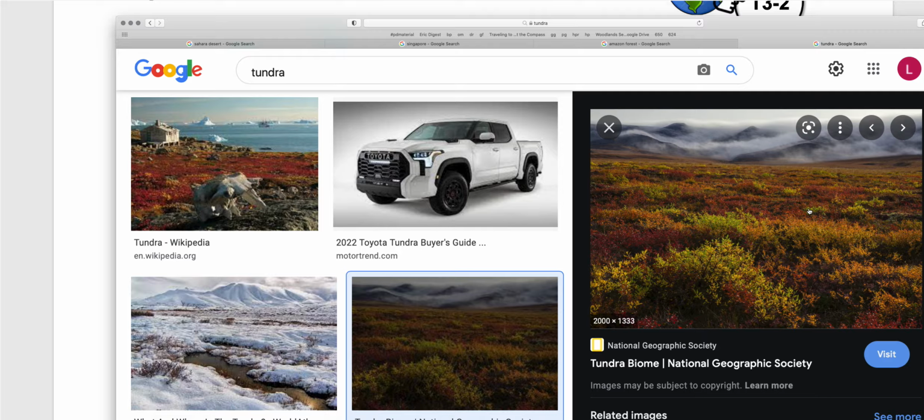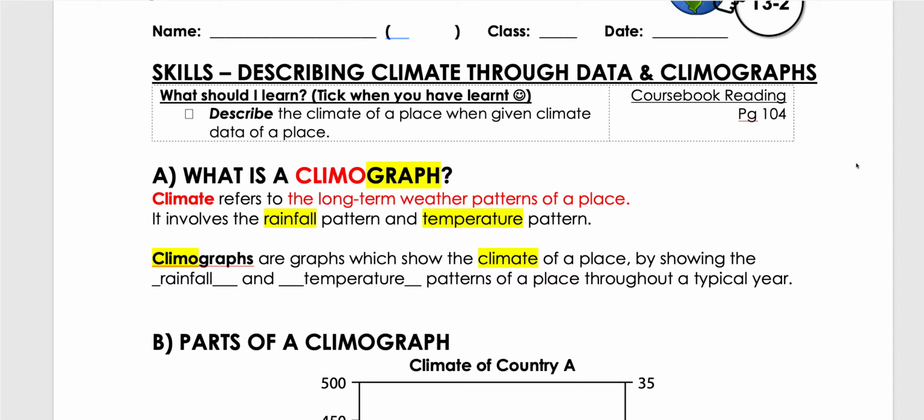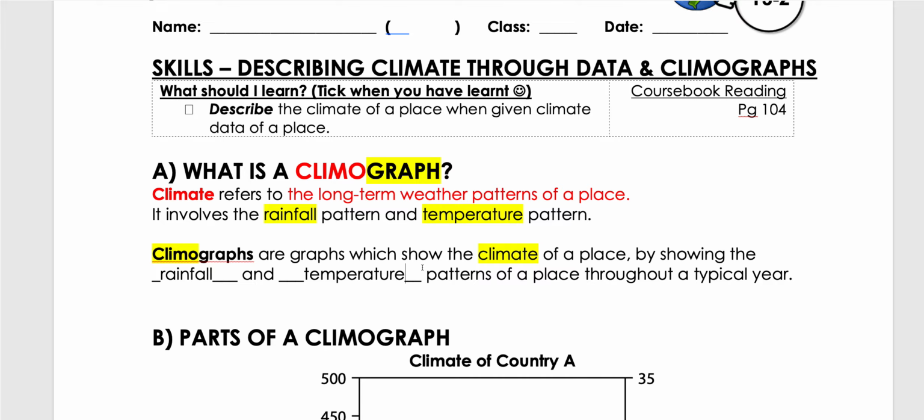We need to show it in a way that is easy for people to compare and see the patterns. Hence there's the climograph, so that we can tell people what the climate looks like. Today your main goal is just to be able to describe the climate when I give you the data or a climograph of the place. Now let's take a look at a climograph.